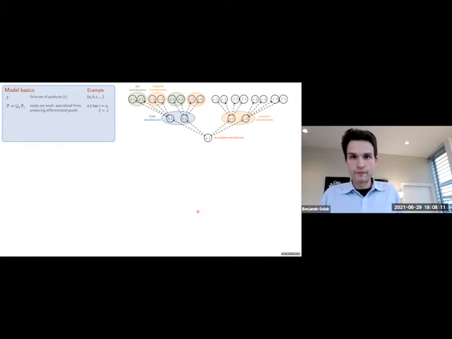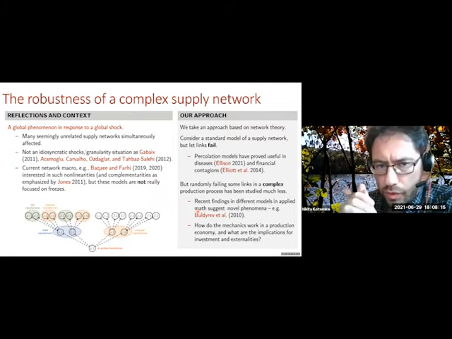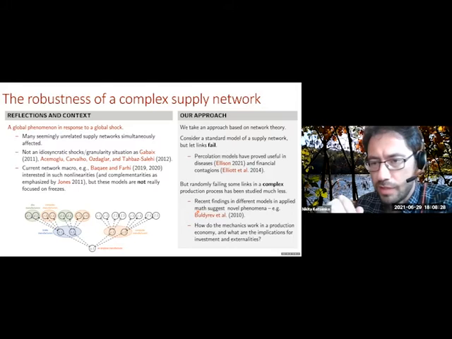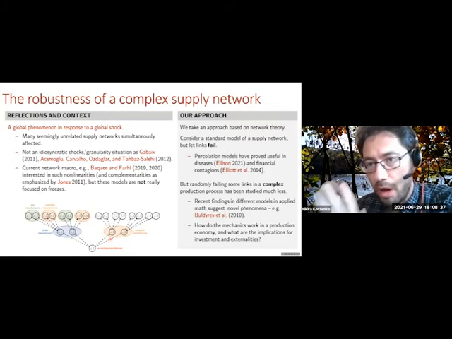So may I also ask a question? Yeah, absolutely, before the model. So the basic problem is I need to produce something, I need this input, and my supplier can't supply it. So my question is, why can't you get another supplier? Do you have a sense of whether this is a matching problem or a monopoly problem, where the bottleneck is?